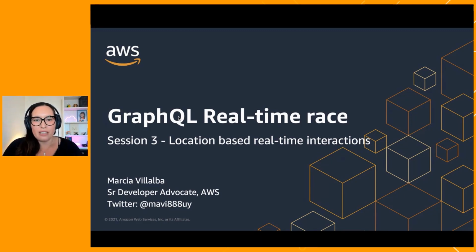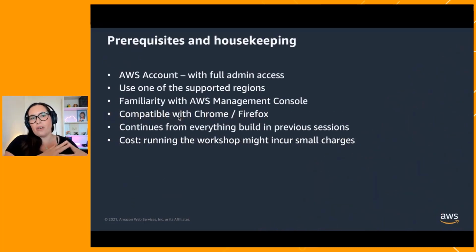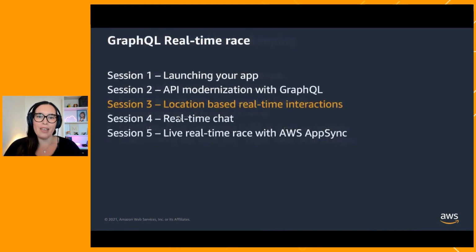In order to get this started, you need to have your AWS account. You need to be using one of the supported versions that are mentioned in the document. You have to have some familiarity with the AWS console because we are going to use it, have Chrome or Firefox, and then we are going to build on top of what we have been doing in session 1 and session 2. You might incur some cost doing this, so be aware of that and do the last session where we are going to show you how to clean up everything so you don't have long-term cost in your application. So this is the third session, and we are going to add maps.